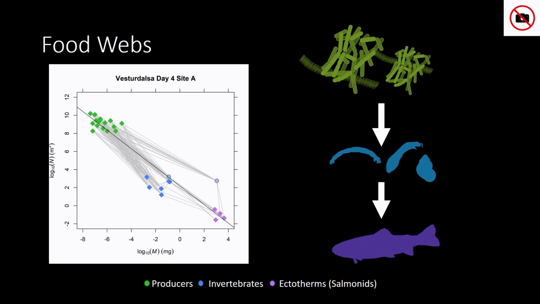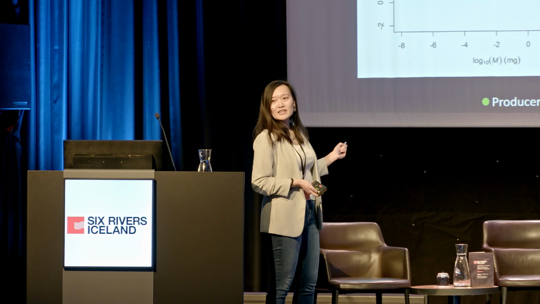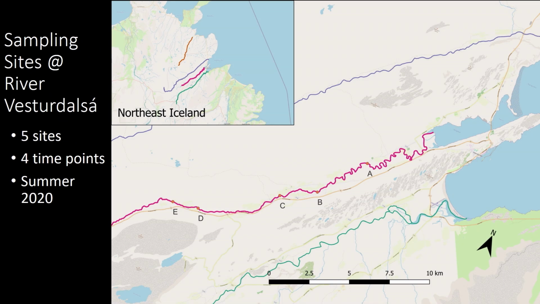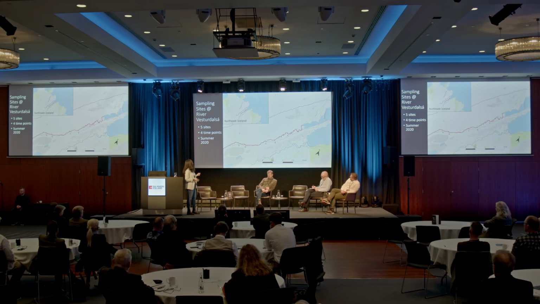And each of these dots represents a species, and each of these species has a link between them that represents the predator and prey relationship. And so I'm looking at the difference in the food web across space and time. So we have the space here, which is from site A to E, from downstream all the way to upstream, and of course sampling over time over 4 different time points.